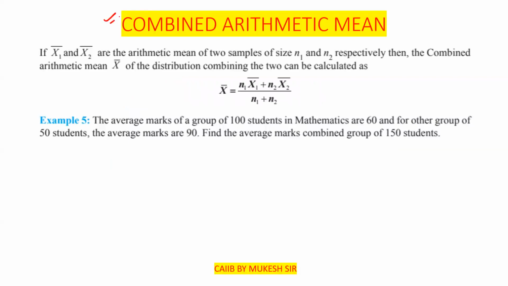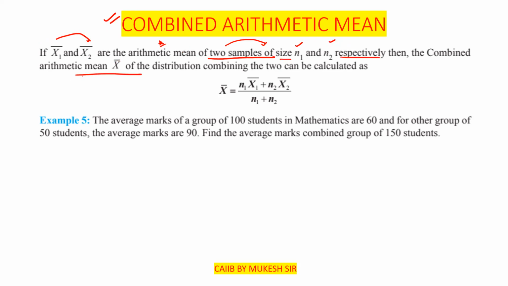So, the combined arithmetic mean. What is the meaning of that? It is where they have given 2 to 3 means in the question along with the number of data of that question. If x1 bar and x2 bar are the arithmetic means of two samples of sizes n1 and n2 respectively, then the combined arithmetic mean can be calculated as follows.